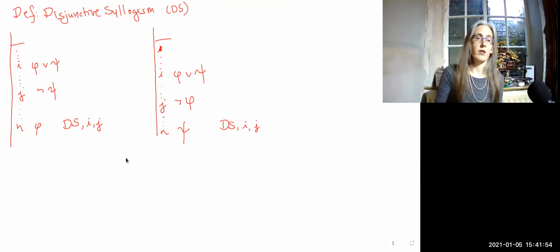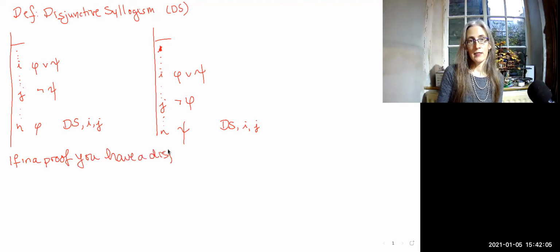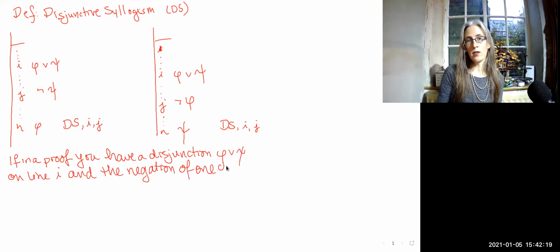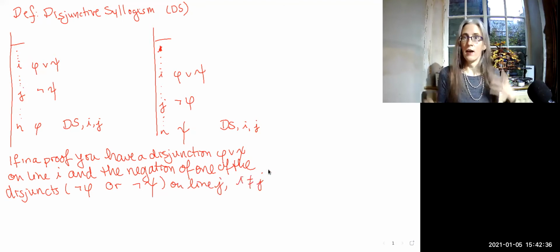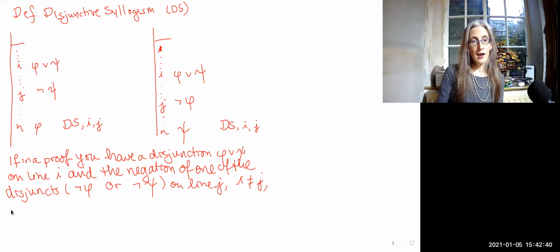Let me write it down so that you've also got the written version. So if in a proof you have a disjunction phi or psi on line I, and the negation of one of the disjuncts, so either not phi or not psi, on line J, where just our usual little bookkeeping, lines I and J can't be the same line. I has to come in the proof before N, J has to come in the proof before N.